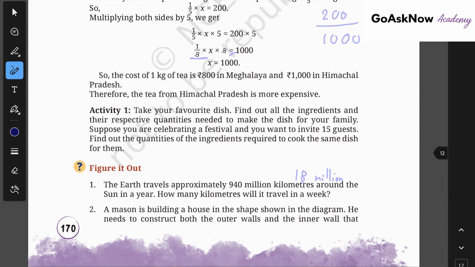Figure it out. Question 1. The Earth travels approximately 940 million kilometers around the Sun in a year. How many kilometers will it travel in a week? First, we have to find how many weeks there are in a year. There are approximately 52 weeks in a year, since there's always an extra day, and every 4 years we have a leap year.